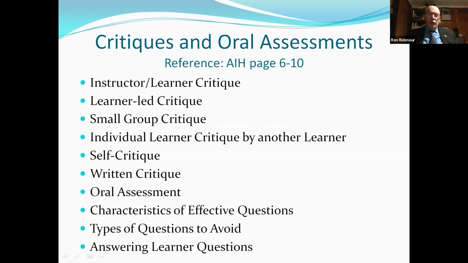And then answering learner questions. If you don't know the answer to the question, you may have to defer to the next session that you have with them, but try to write it down and do some research, so that when you meet with that learner the next time, you can say, hey, you remember I left off that I didn't have a good answer for you.